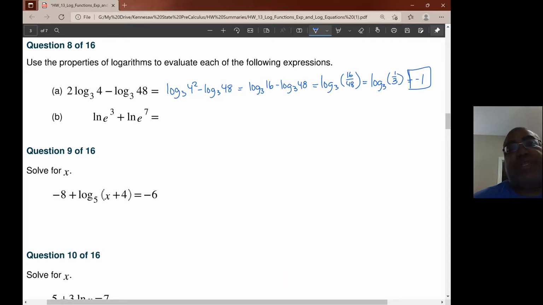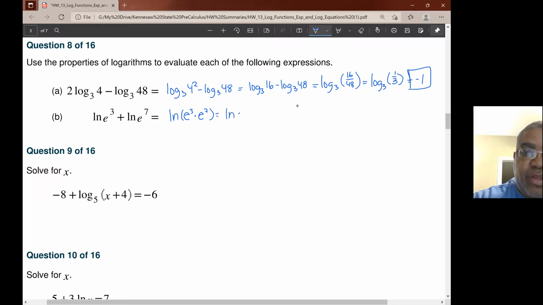All right, there are extra steps in here to explain what's happening. All right, part B. These are logs and they're added, so we can put them together. So this becomes natural log of e³ times e to the 7th, which is natural log of e to the 10th. Natural log and e cancel each other, so I just end up with 10.